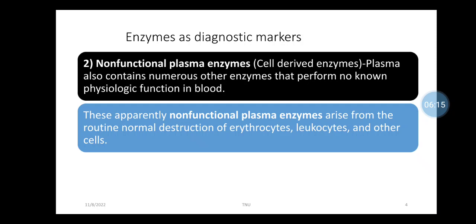And these enzymes arise from the normal destruction of the body cells, like erythrocytes, leukocytes, and other body cells. When these blood cells or body cells are destroyed, their enzymes leak out into the blood, and because of that we can determine the level of those enzymes in the blood.